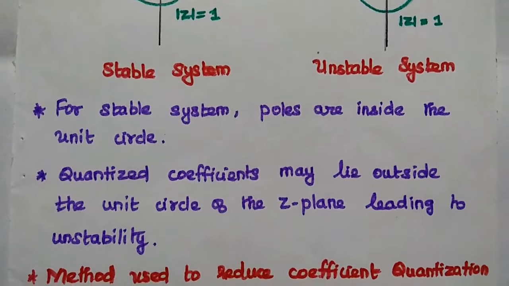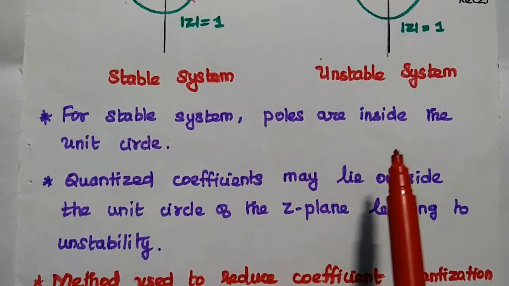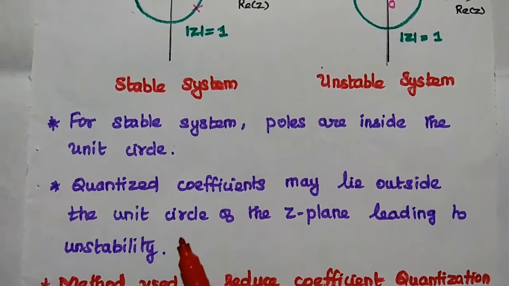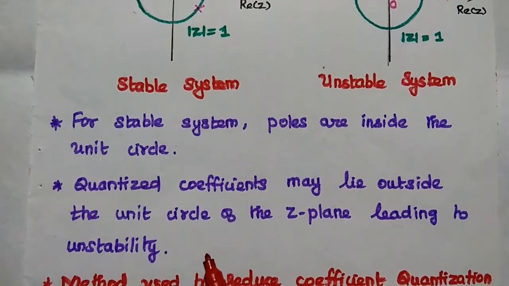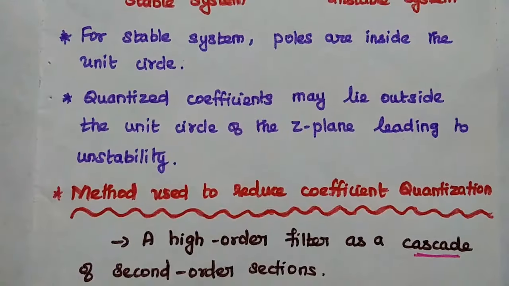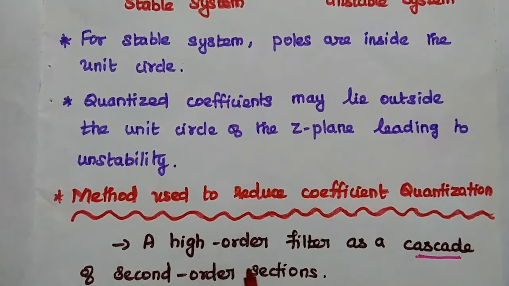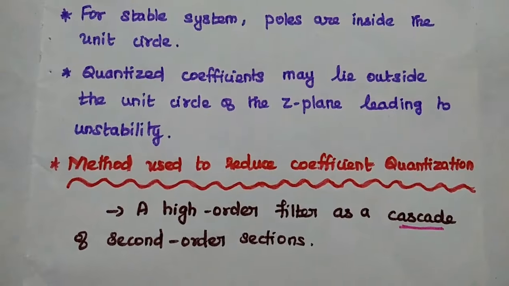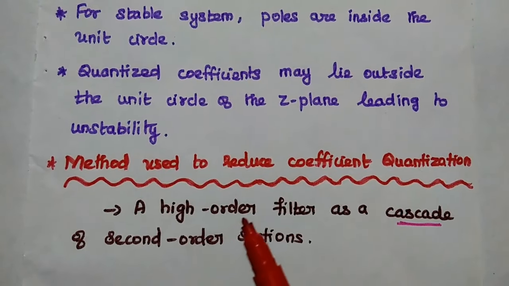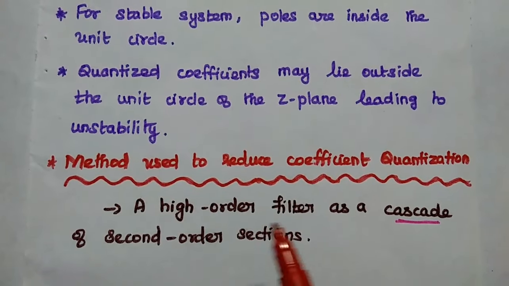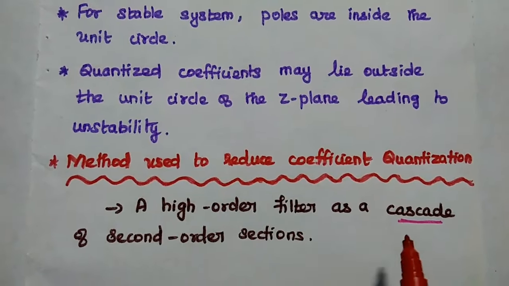As we know, for a stable system, all the poles are inside or on the unit circle. Here quantized coefficients may lie outside the unit circle of the z-plane, leading to an unstable system. That is the major disadvantage or effect of this coefficient quantization method. Next, the method used to reduce the coefficient quantization error is to realize a high order filter as a cascade of second order sections. So cascade connection can reduce the coefficient quantization error.